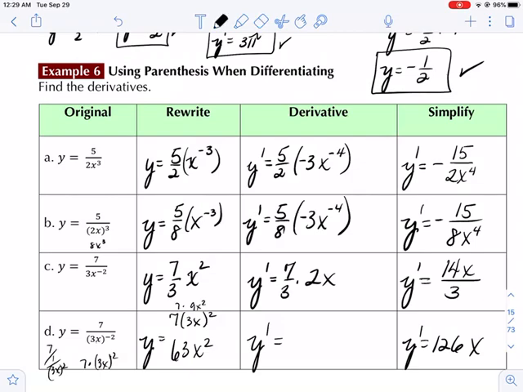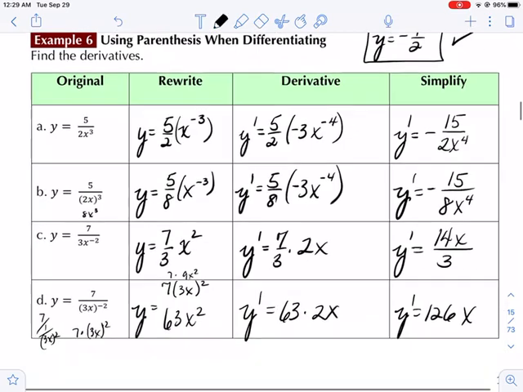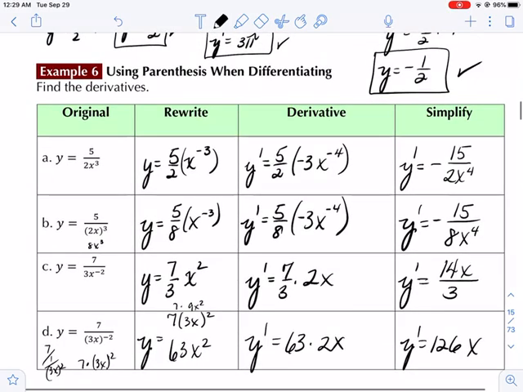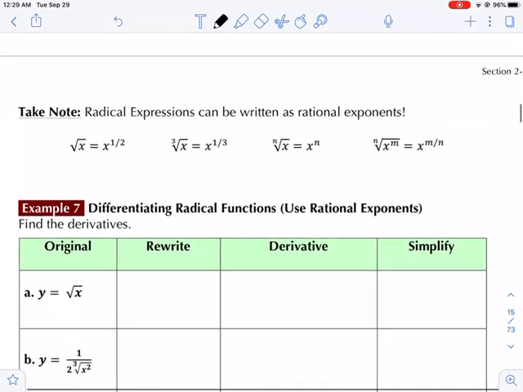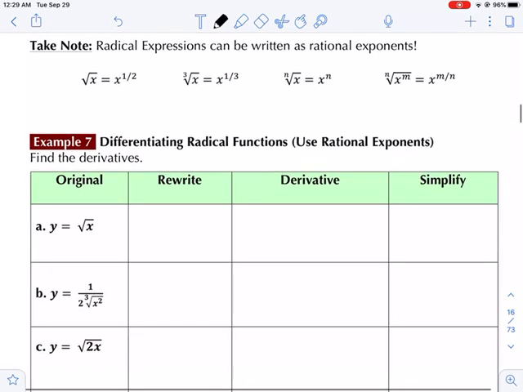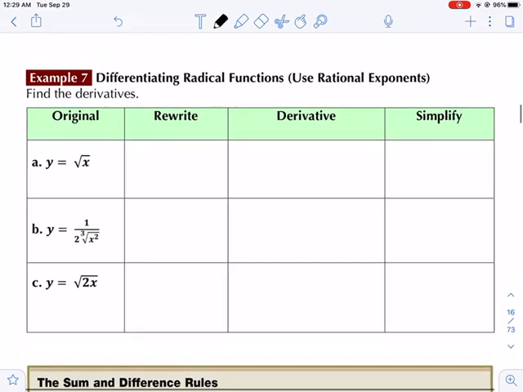Okay, so for here, I'm just going to put 63 times 2x. Okay, so using parentheses when differentiating and finding the derivatives. So note radical expressions can be rewritten as rational exponents as well. So what we want to do is differentiate radical functions using the rational exponents, so we can use the power rule.